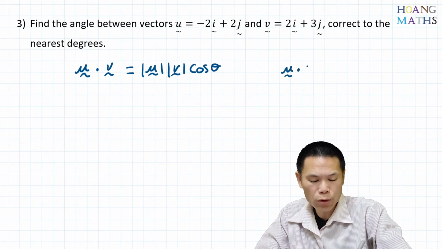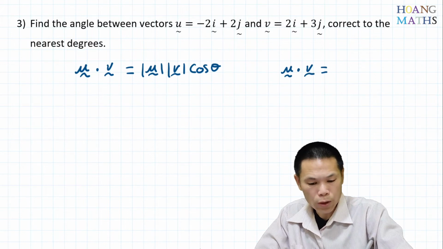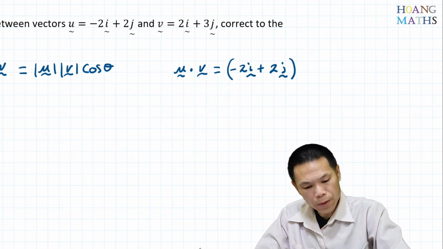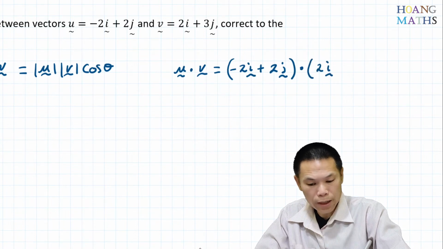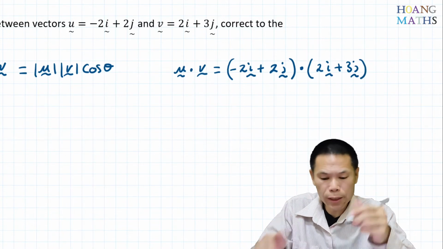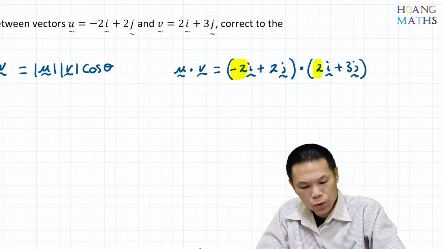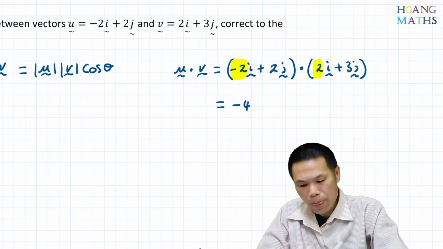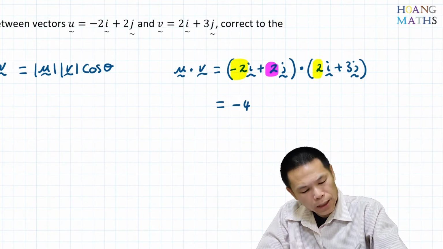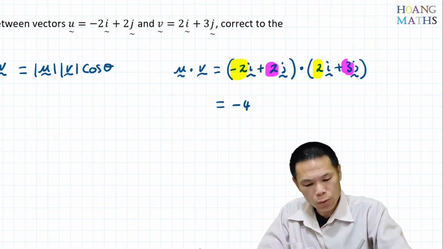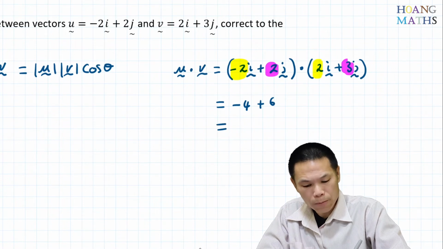So u dot v is equal to negative 2i plus 2j, dot 2i plus 3j. To find the dot product, we just times the i components together. So that is 2 times negative 2, which is negative 4. And then we add the j components times together. So that is 2 times 3 is 6. So we add 6, and that will give me 2.